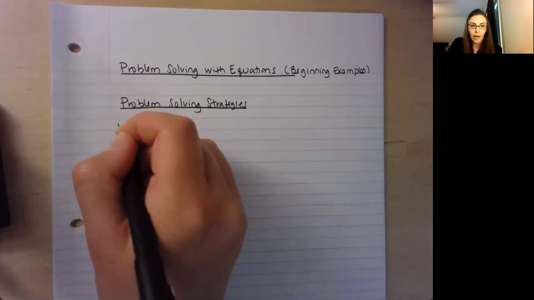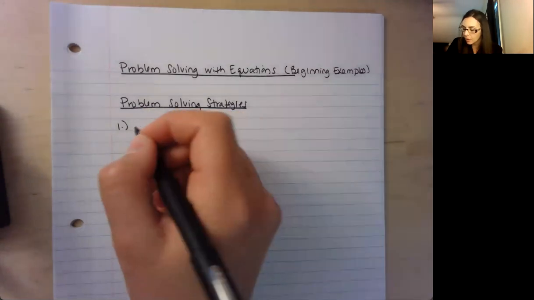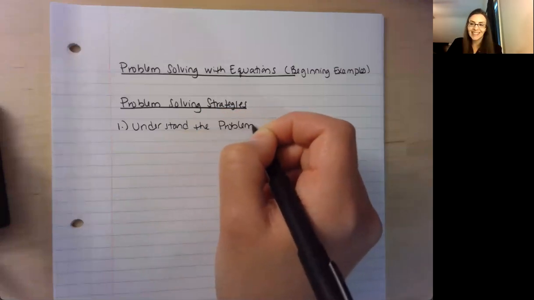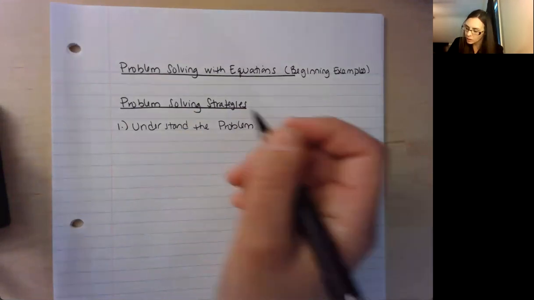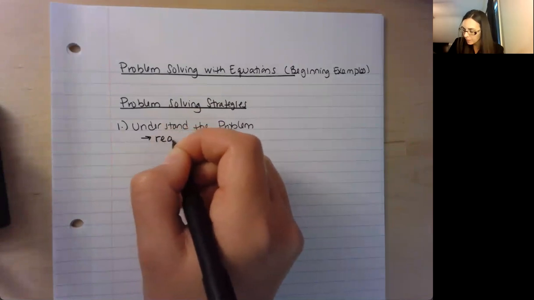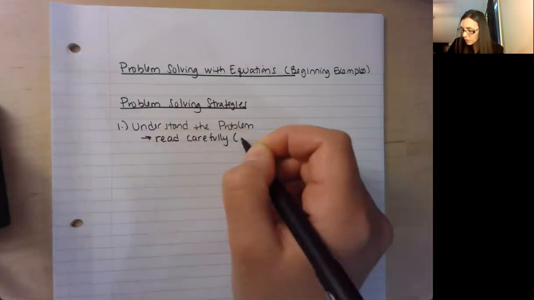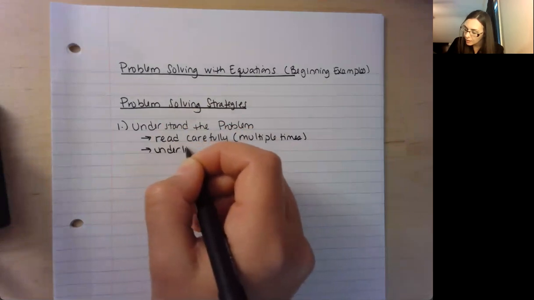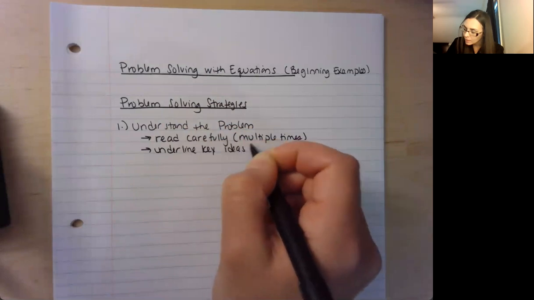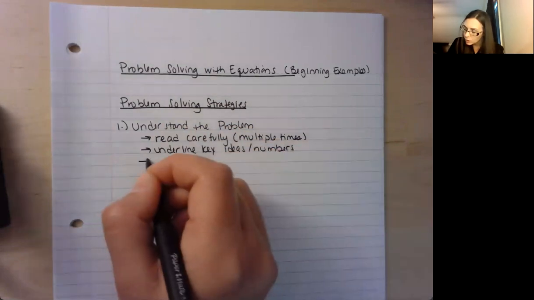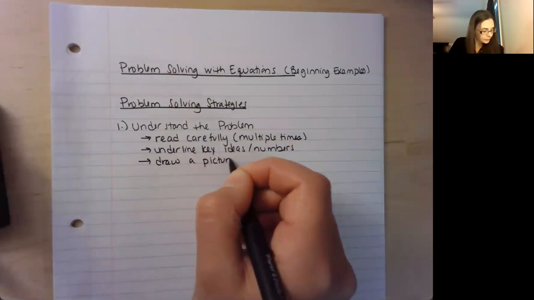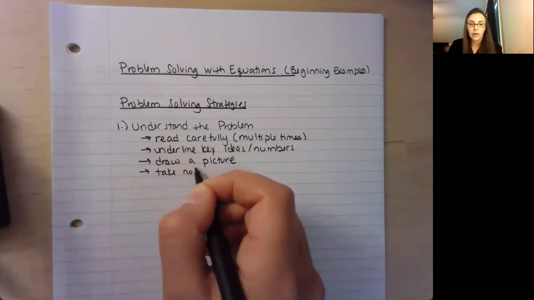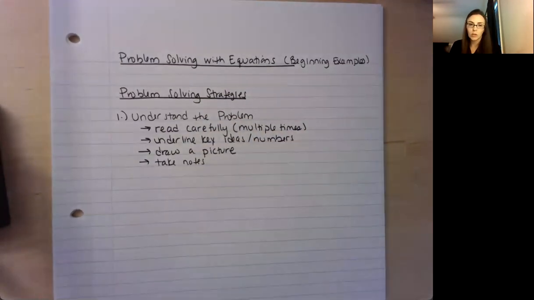So the first thing in any sort of word problem is that you need to understand the problem. Now, this is easier said than done, right? This is the hardest thing to do. So things that you can do is you can read the problem. And I suggest you read multiple times, not just once. You may want to underline key ideas or numbers. You may want to draw a picture if you find it helpful. You may want to take notes, etc. So whatever helps you get organized, that's the first thing you're going to do.